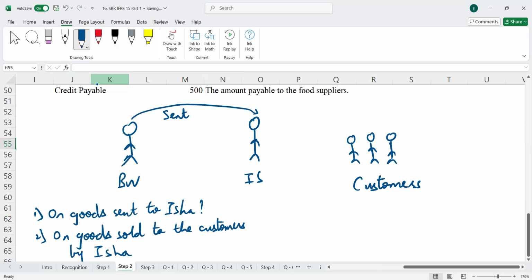See, we learned that you can recognize revenue only on satisfaction of performance obligation. Now, here I have sent goods to Isha. My performance obligation is not satisfied. My performance obligation gets satisfied only when you pass the control or the legal title of these goods to the customers. So I will be recognizing revenue only when Isha sells goods to the final customer. Principal will recognize revenue only when Isha sells goods to the final customer. Okay. Obviously on the entire amount.